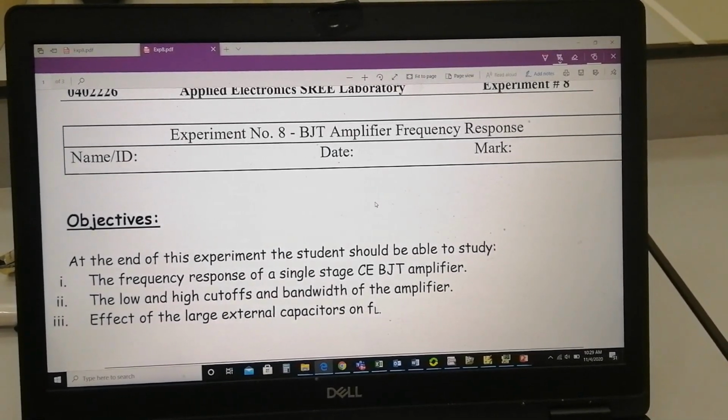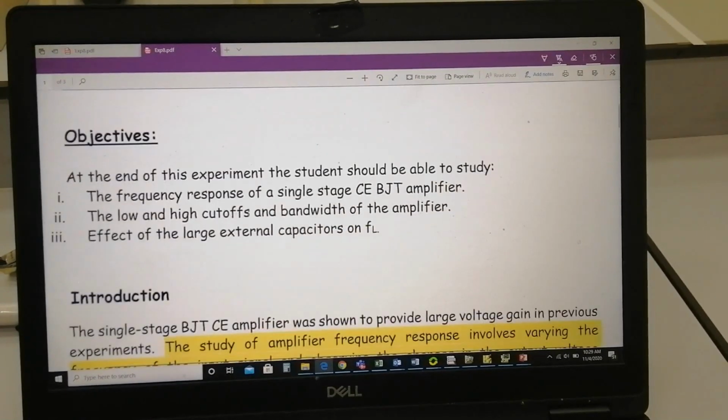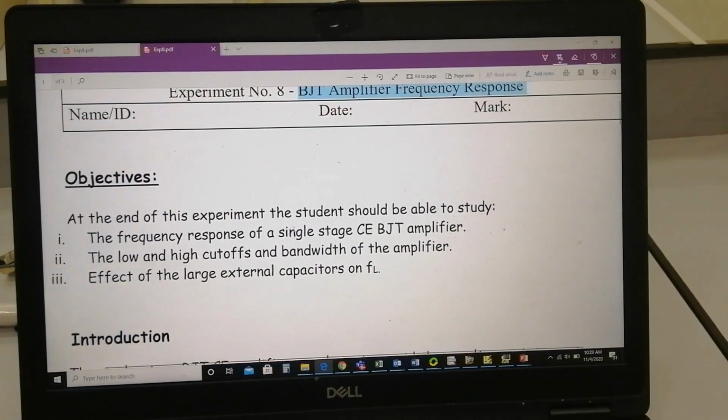Hello everyone. In this video, we are going to have a practical experiment regarding the BJT amplifier response. What is the objective of this experiment? The student should be able to study the frequency response in the single stage common emitter BJT amplifier, the low and high cutoffs, and the bandwidth of the amplifier, and the effect of large external capacitor on F low.